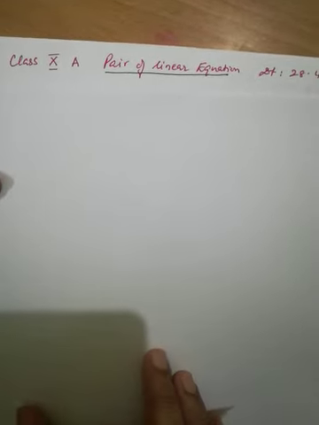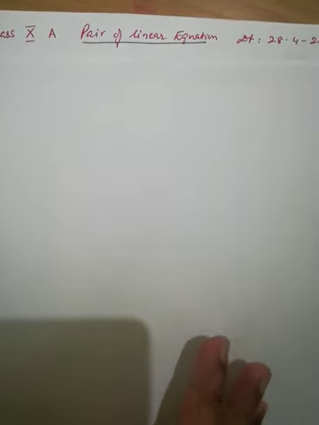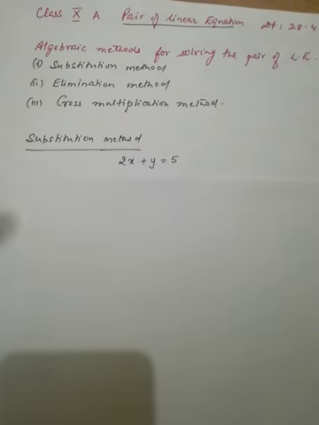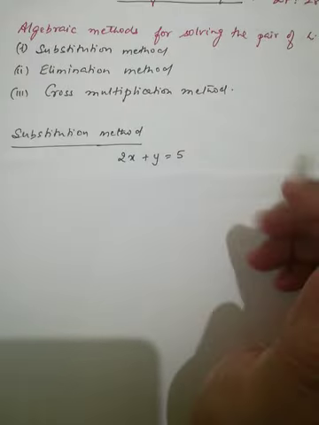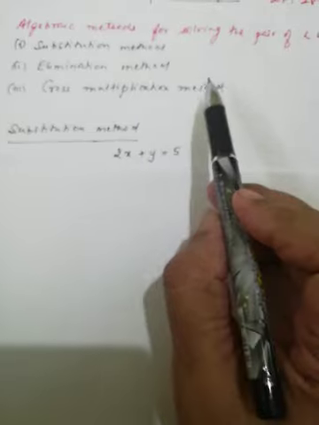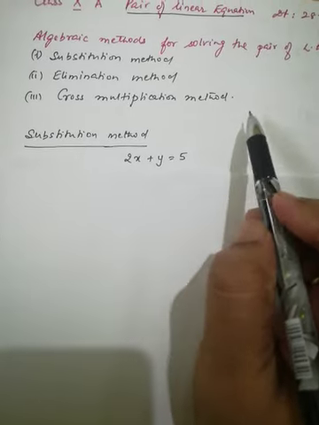Till now what we have studied is how to represent it graphically and how to solve the equation graphically, and also we know now the condition for an equation to have a solution, right? Today we are going to algebraically solve a pair of linear equations in two variables. There are three algebraic methods: substitution method, elimination method, and cross multiplication method.